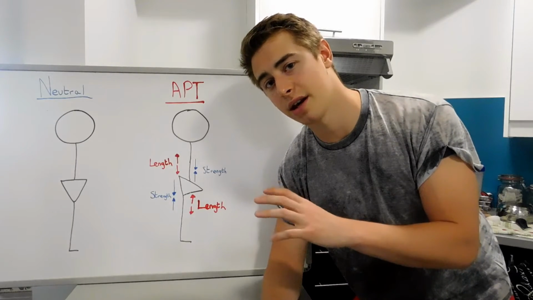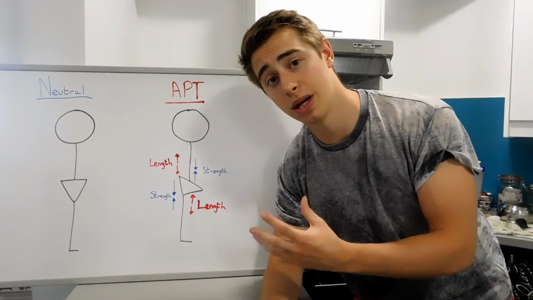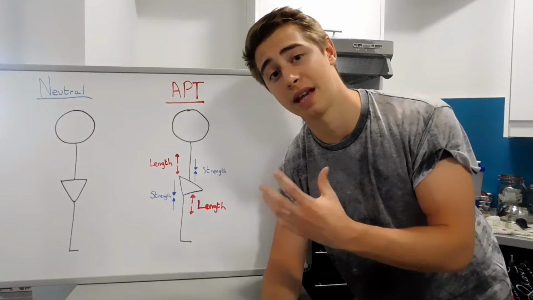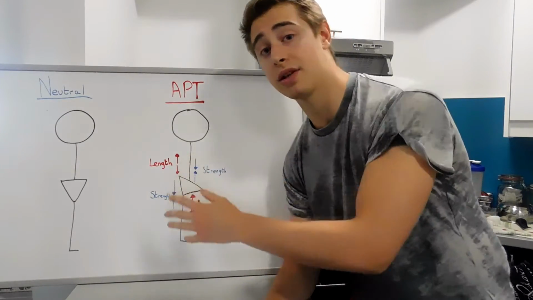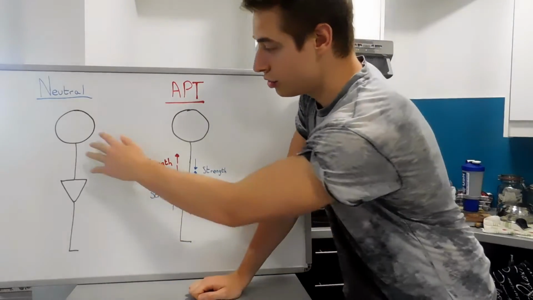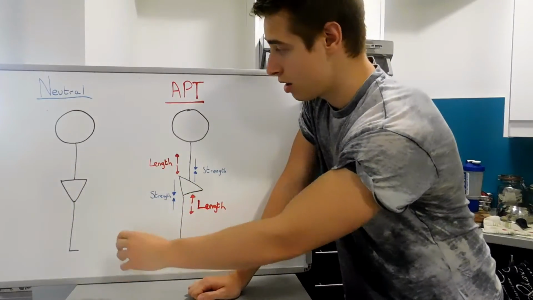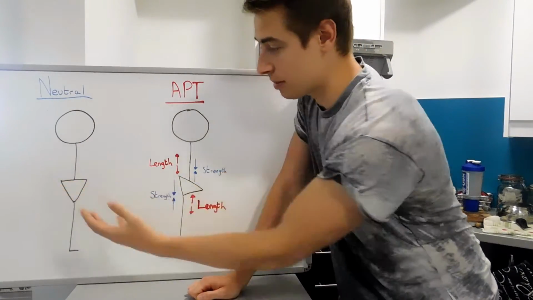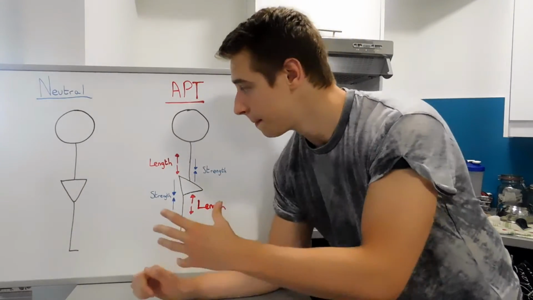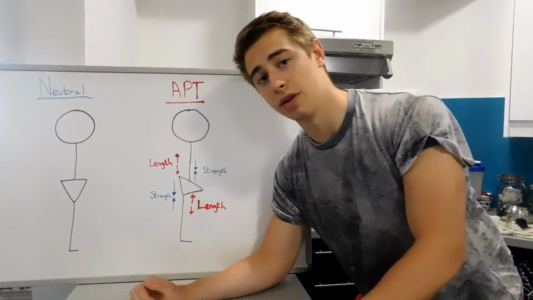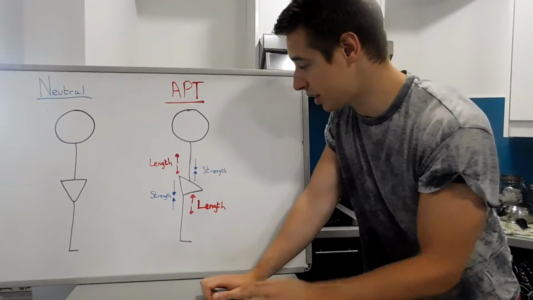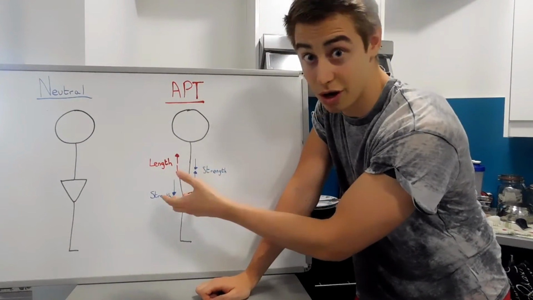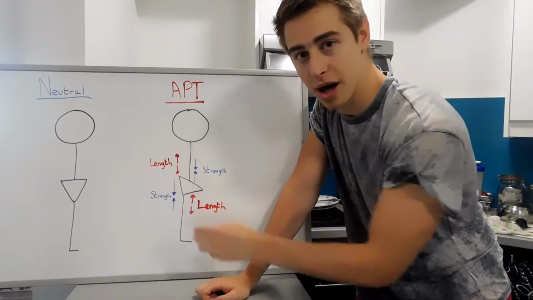When looking to fix an anterior pelvic tilt, we need to look at why this is happening. If we look at the whiteboard, on the left hand side we've got a neutral posture, where the pelvis, demonstrated by the triangle, is in perfect alignment with the whole body. Over here, we've got anterior pelvic tilt, where the pelvis, or the triangle, is shifted forward like this.